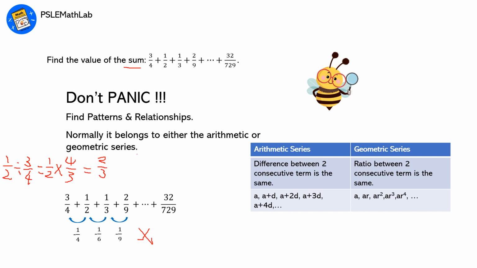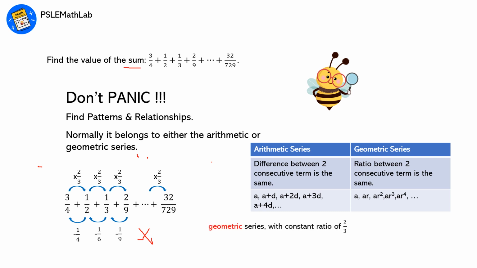Now let's look at the second and third term. So 1/3 divided by 1/2 equals 1/3 times 2, which is also 2/3. And so forth. So here we can tell this is actually a geometric series. You can see 1/3 times 2/3 equals 2 over 3 times 3, which is 2/9. So it is a geometric series.